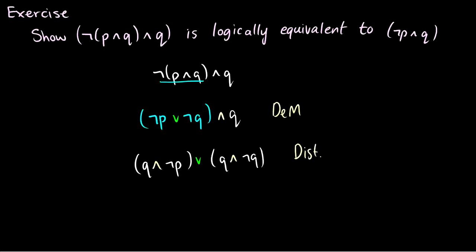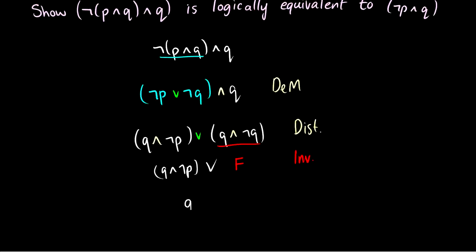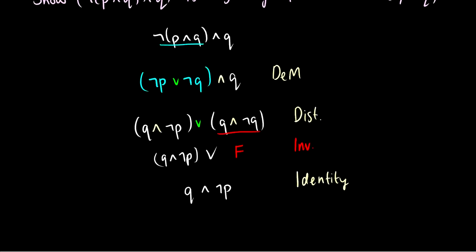Now what do we have? Well, Q and not P, we can't do anything with that, but Q and not Q. Well, what is Q and not Q? That is a contradiction, that is false. And that was the inverse law. So now we're left with Q and not P, or false. Now what happens if I have anything or false? Well, anything or false, that's just left with the anything I had before because that is an identity law. And we just saw this earlier too. This is identity. So we're left with Q and not P, which then, using commutativity, we can flip the order around to get not P and Q, and that's by commutativity. Therefore, not (P and Q) and Q is logically equivalent to not P and Q.